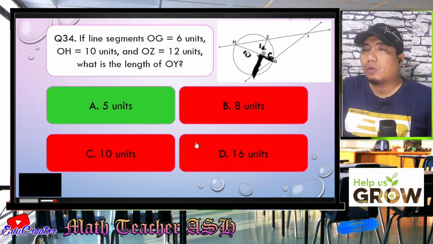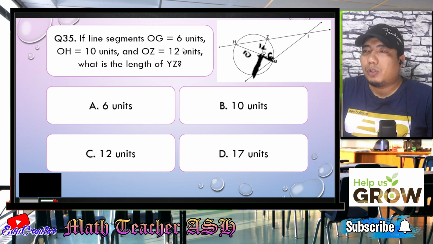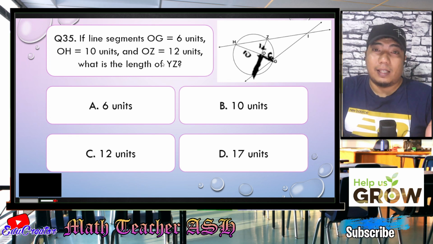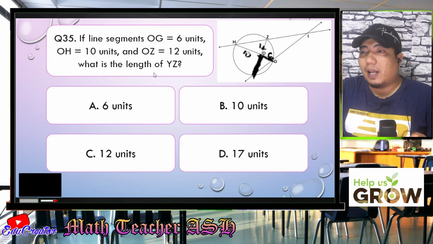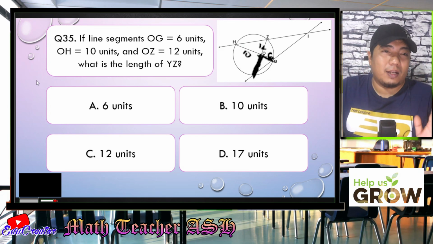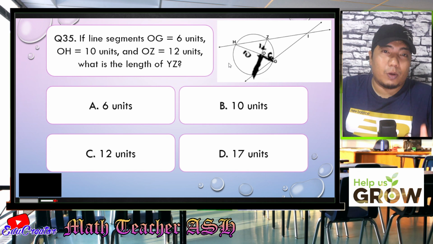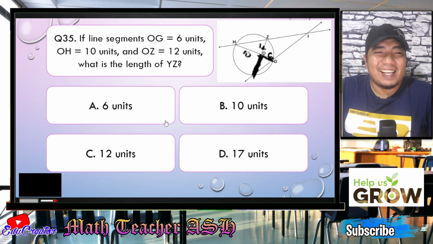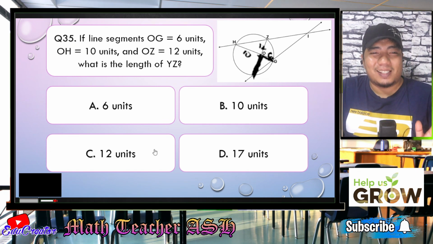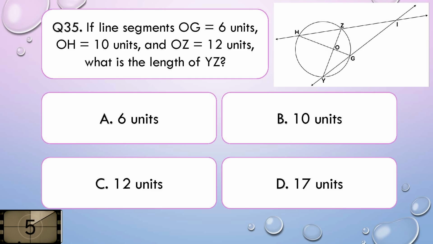Now, let us go to question number 35. In a line segment, OG is 6. The same question. What is the length of YZ? I'm very sorry I did not erase, but it is just the same figure, so might as well not erase it. Is it A, 6 units, B, 10 units, C, 12 units, or D, 17 units? I'll give you 5 seconds to think about your answer.